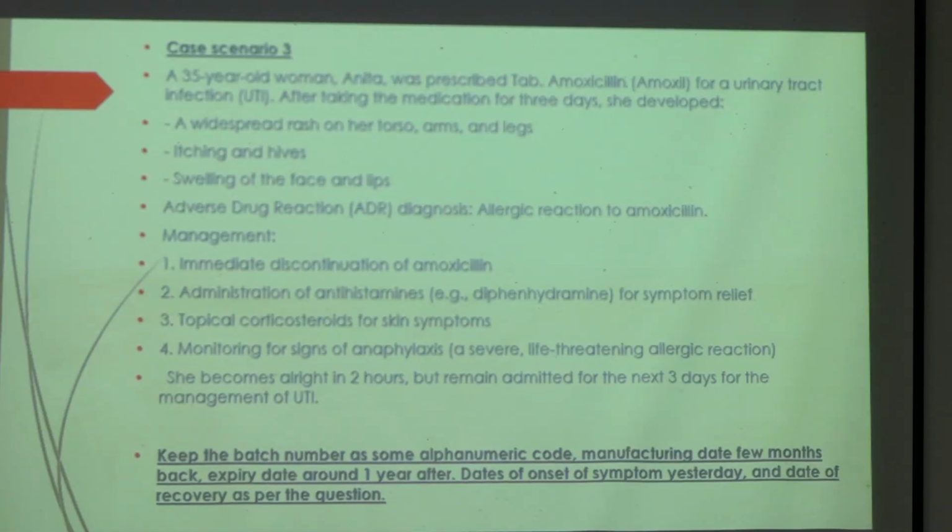Keep the batch number as an alphanumeric code. In the batch number, you write the first 4 letters of the brand name and the current year, like AMOX 2025. Like that you write. Manufacturer date, write 3 months back, and expiry date after 1 year. The onset should be yesterday's date, and date of recovery as per the question.